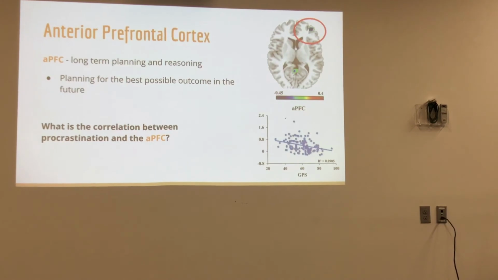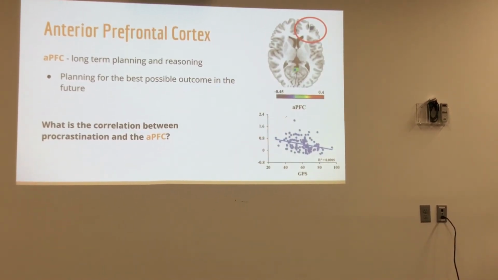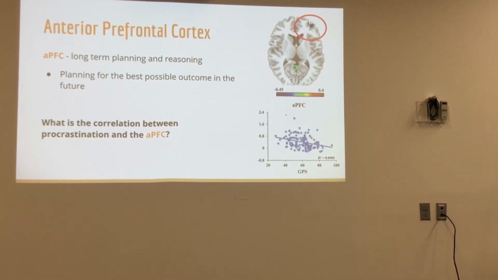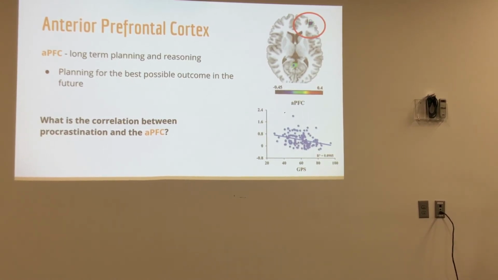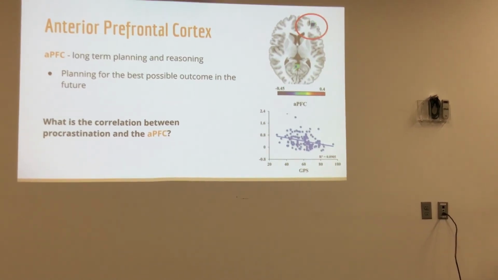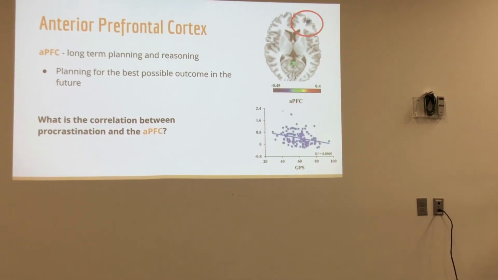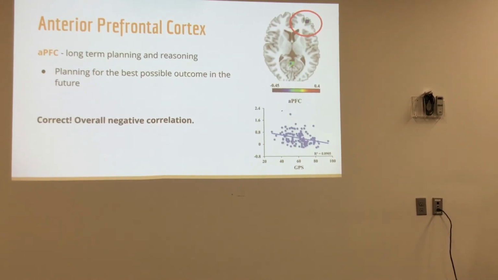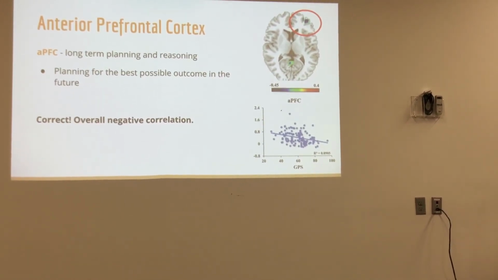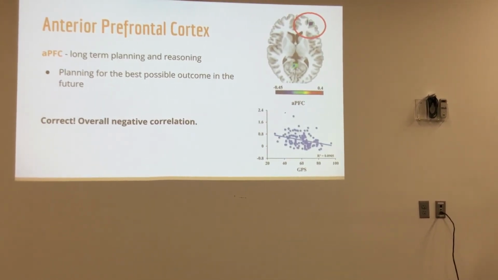All right. Final part of the brain is the anterior prefrontal cortex, or APFC, and this has to do with long-term planning and reasoning. So you're planning for the best possible outcome in the future. As you can see, this part of the brain is blue, not red. So can anyone tell me, based on this figure, what the correlation of the APFC to procrastination is? It's a negative correlation? Yes. Yay, it's a negative correlation. I'm glad you answered that correctly.